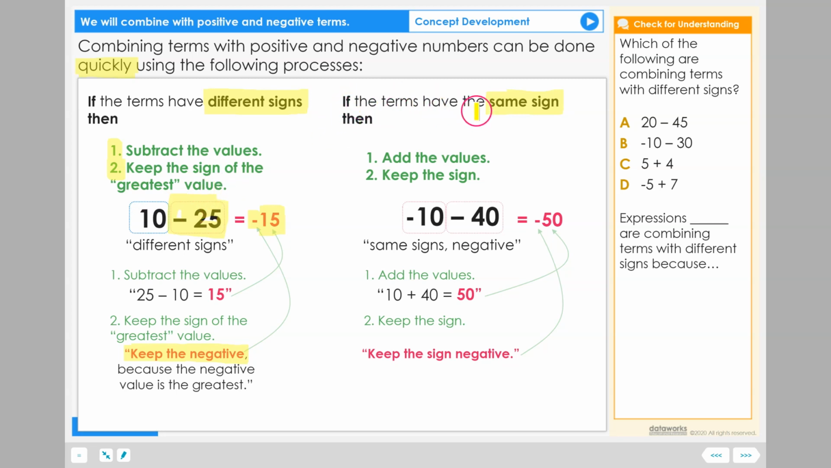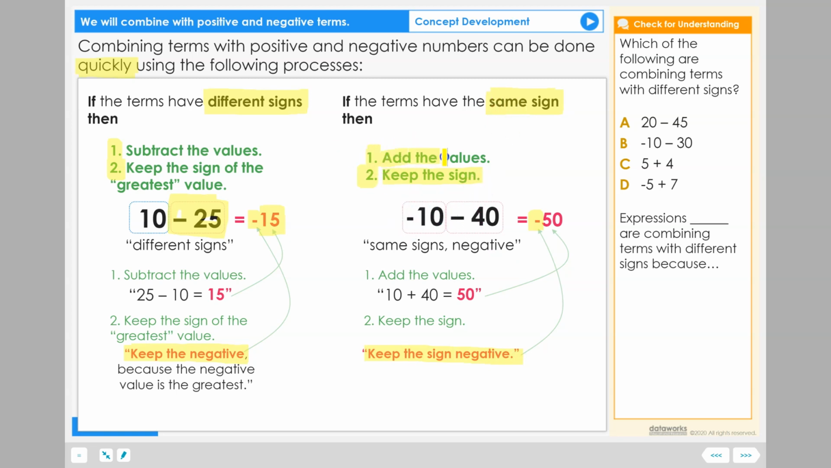If the terms have the same sign, then 1, we will add the values together, and 2, we will keep the sign. They're both the same sign, so whatever sign that they are, we're going to keep it. We have a negative 10 and a negative 40 being combined down here, so our answer is going to stay negative. We're going to keep the sign a negative because we're keeping the same sign that they already are.